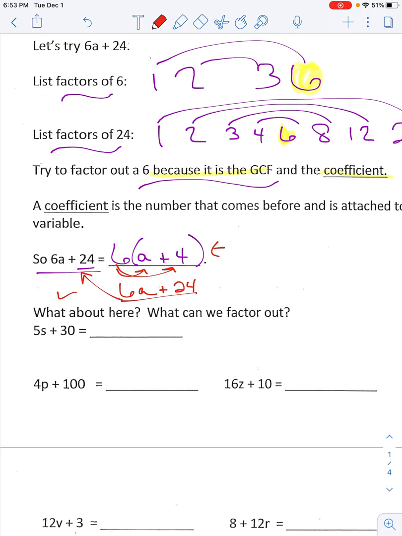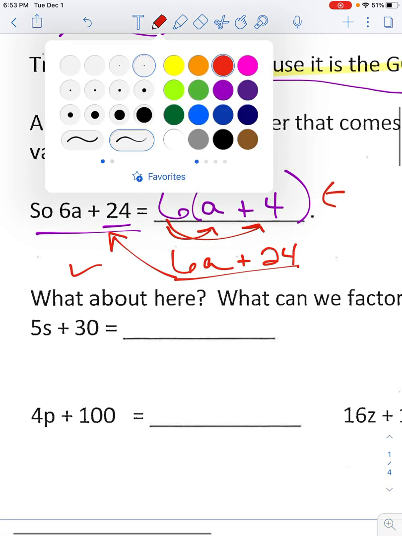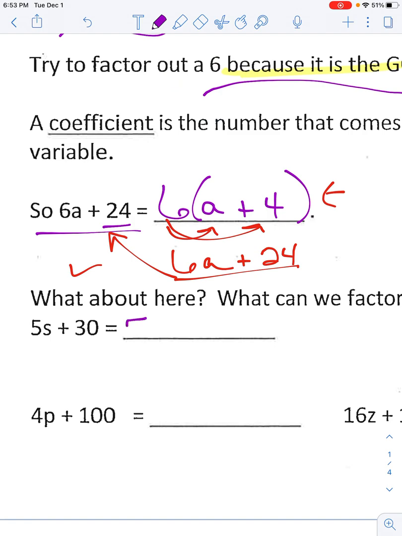Okay, what about here? What can we factor out? We have 5s plus 30. So again, you're asking yourself, what do both 5 and 30 have in common? What factor do they have in common? Well, 5 is prime. The only way to get to 5 is 1 times 5. 30 is 1 and 30, 2 and 15, 3 and 10, 5 and 6. Again, that 5 is what they have in common. So we're going to factor out a 5. 5s divided by 5 gives me s. 30 divided by 5 gives me 6.